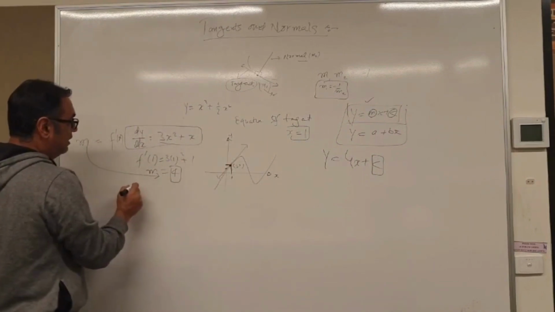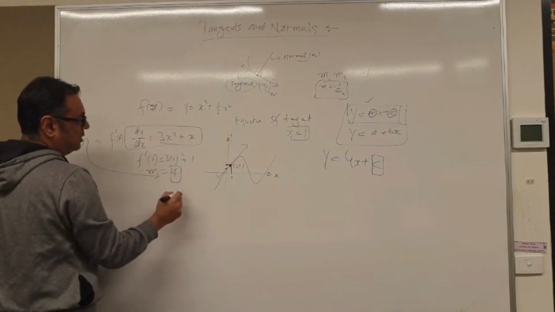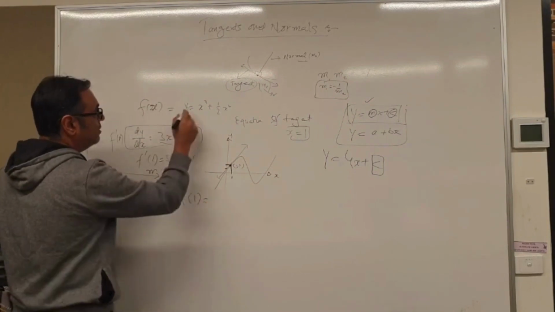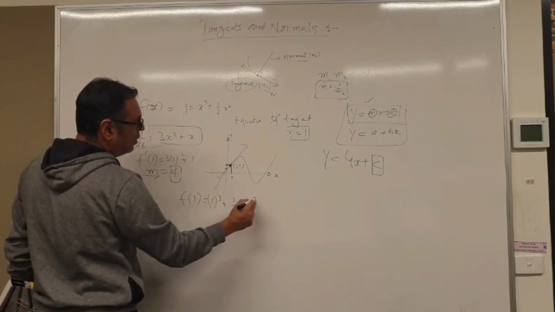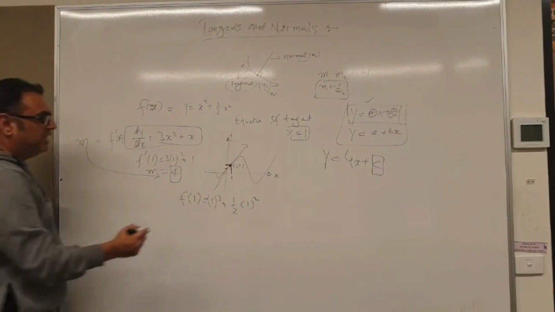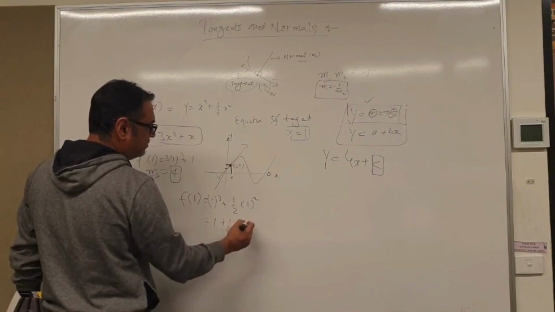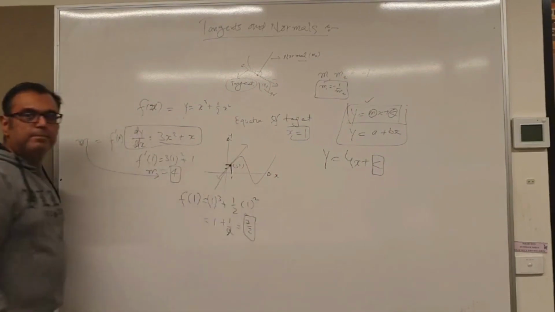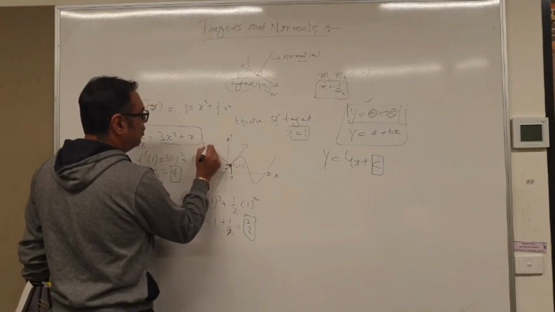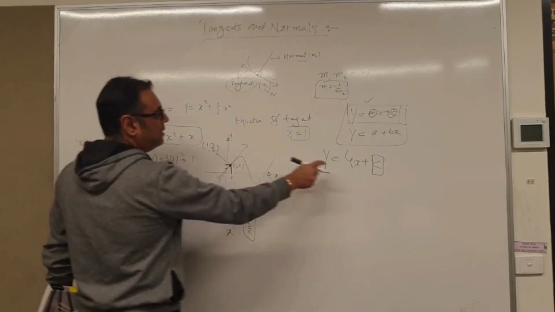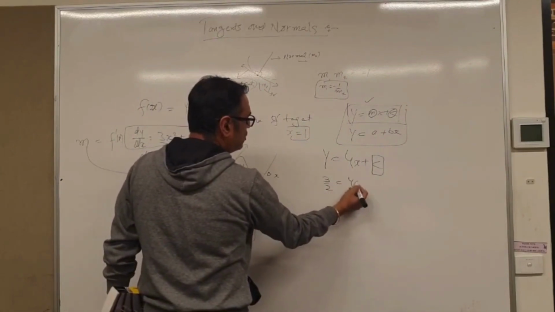So if this is my f of x, what is f of 1? 1 cubed plus half times 1 squared. And what's that? 1 plus half, which is 3 over 2. Now I know the coordinates of this point are 1 comma 3 over 2. Let's plug it into the equation of the tangent. So I'll say 3 over 2 equals 4 times 1 plus c.